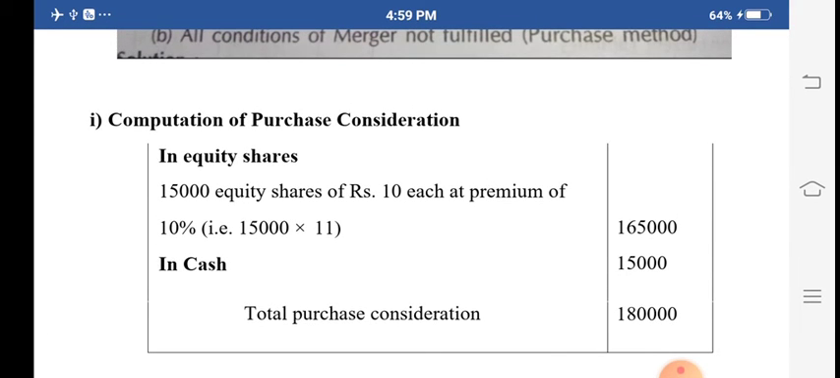Which are those three steps? To prepare the purchase consideration, the closing entries in the books of the transferor companies, as well as the incorporating entries in the books of the transferee company. We have already prepared the purchase consideration as well as the closing entries. Now we only have to prepare the incorporating entries in the books of the transferee company with the help of the purchase method.